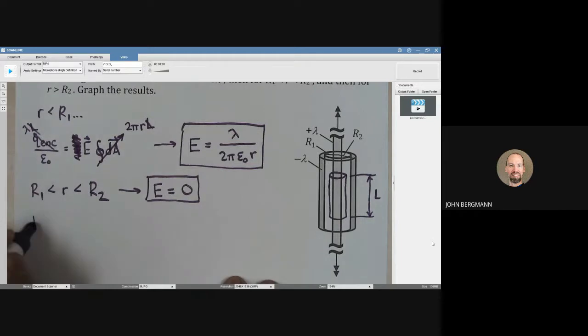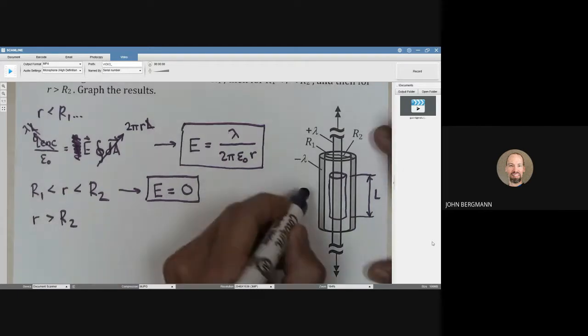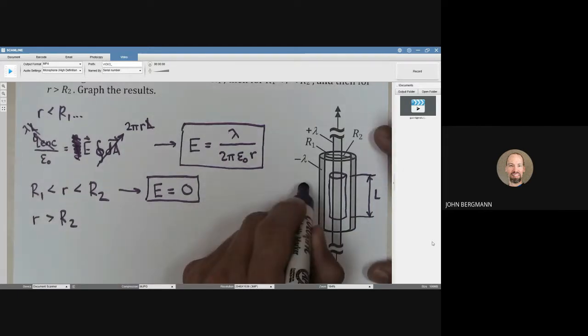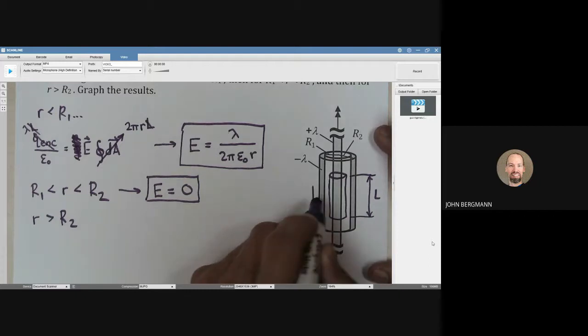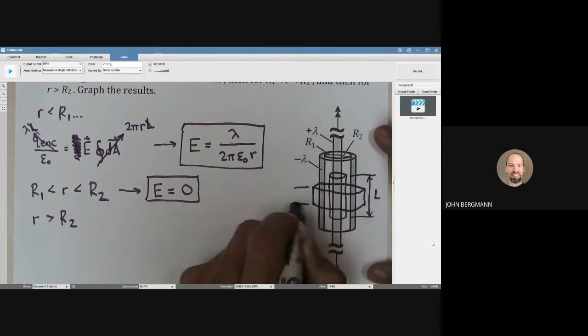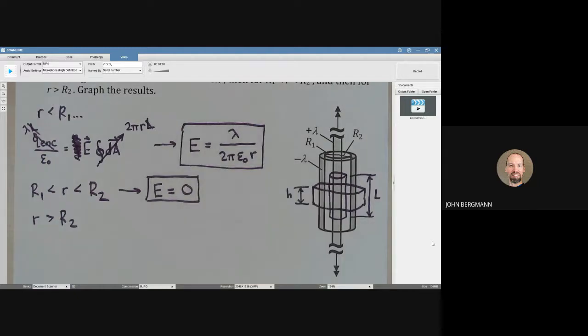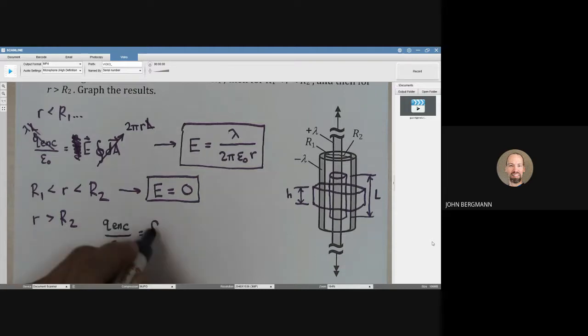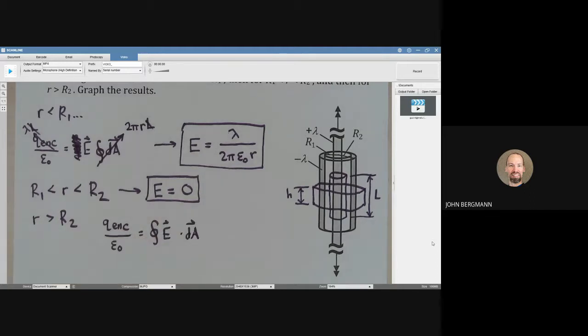What about when R is greater than R2? So now our Gaussian cylinder is going to be, let's say, out here. I'm just going to draw them real short because we said it doesn't really matter how tall you draw the cylinder. If you want to give it a dimension, we could call it h. So what's Gauss's law? It's the charge that's enclosed divided by epsilon naught equal to the surface integral of E dot dA. Now, what's the charge that's enclosed?